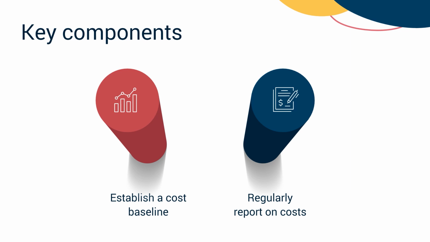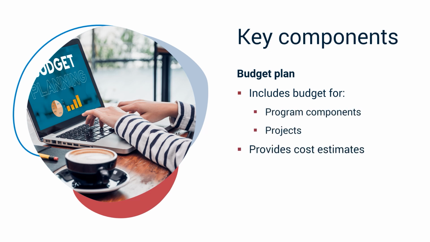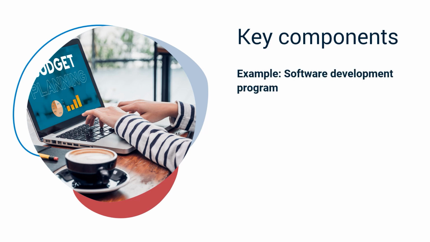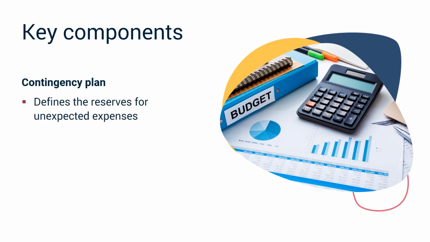or monthly updates. It is also important to create a budget plan that includes an overall budget for all program components and projects. You'll need to provide cost estimates for each phase, project, and deliverable. For example, if you're managing a software development program, you would estimate the costs for the design, development, testing, and deployment phases. Additionally, the budget plan should include a contingency plan. This defines the reserves you'll need to address unexpected expenses and mentions how these reserves will be accessed. It's also important to outline any assumptions and constraints related to the budget, which can help make informed decisions.